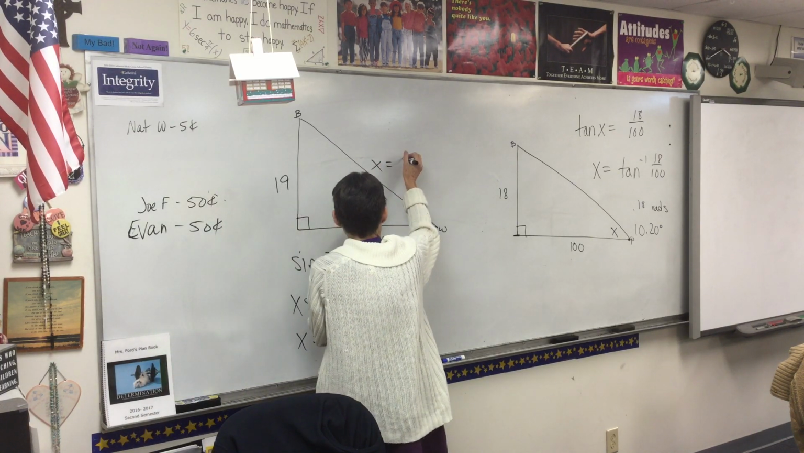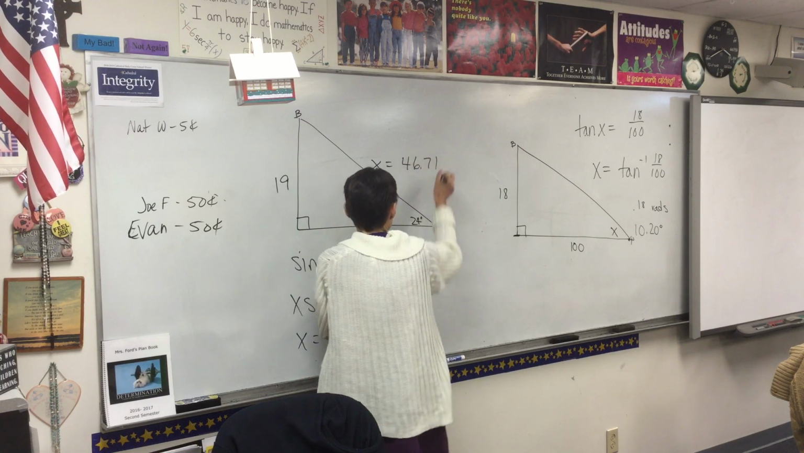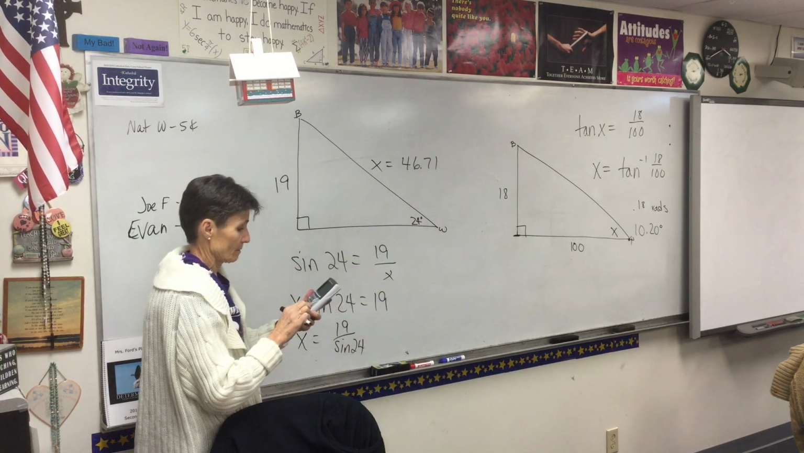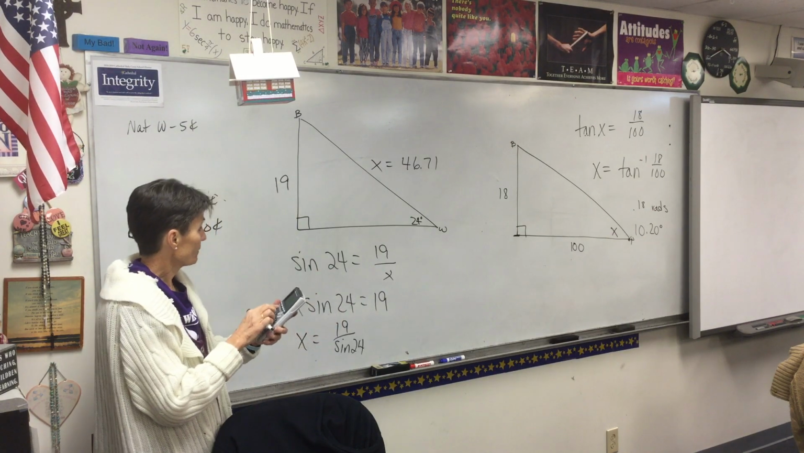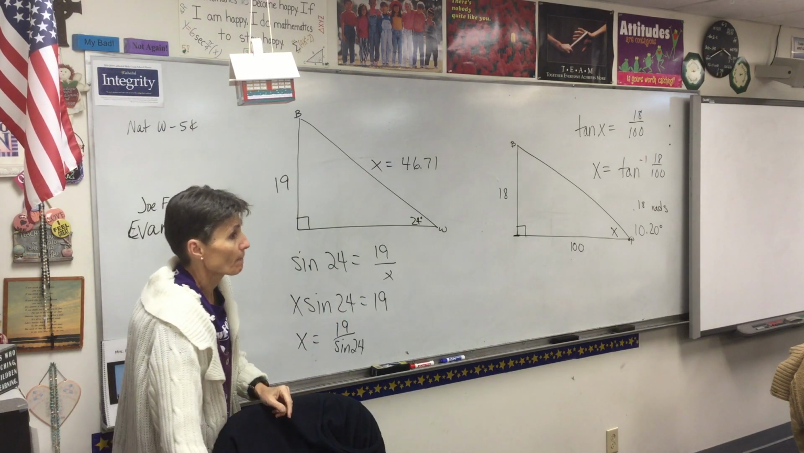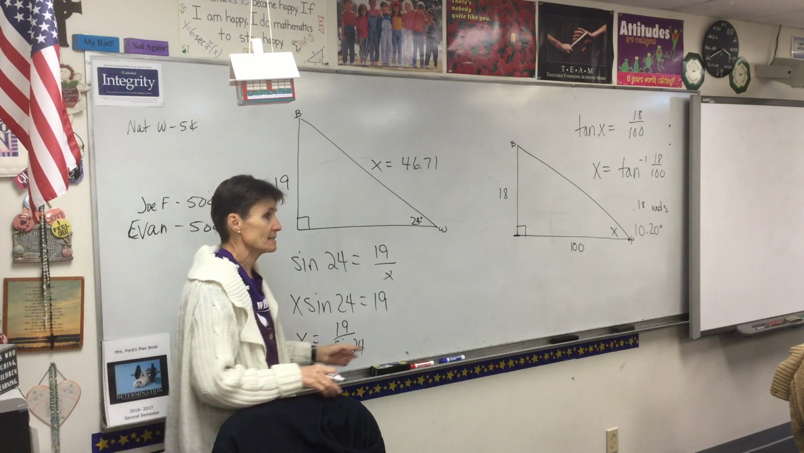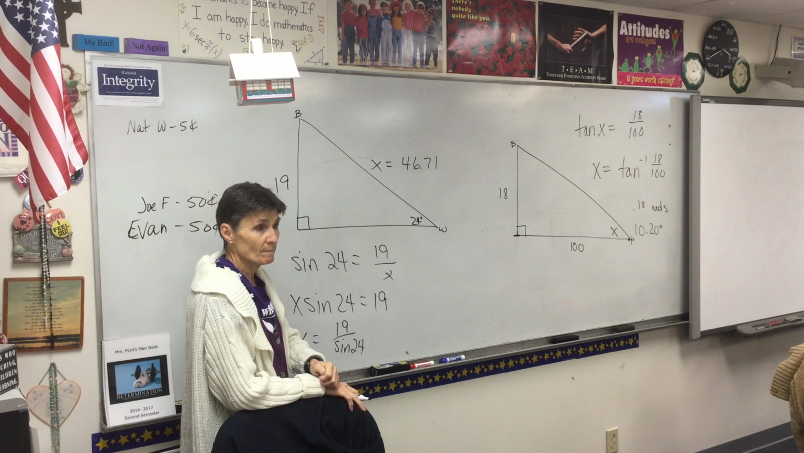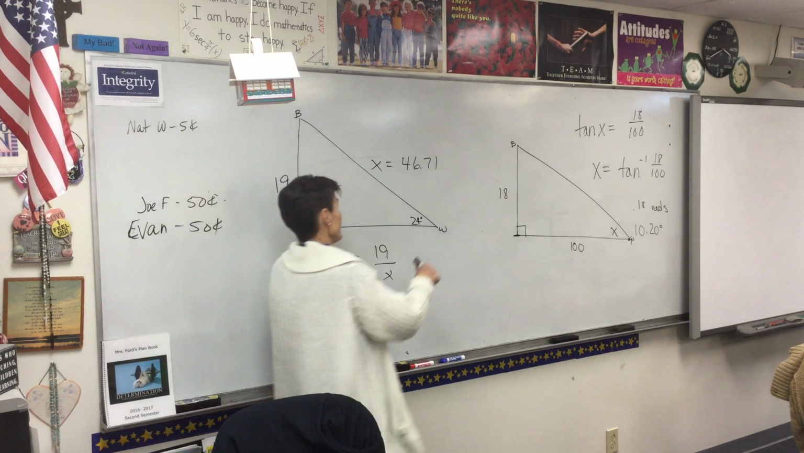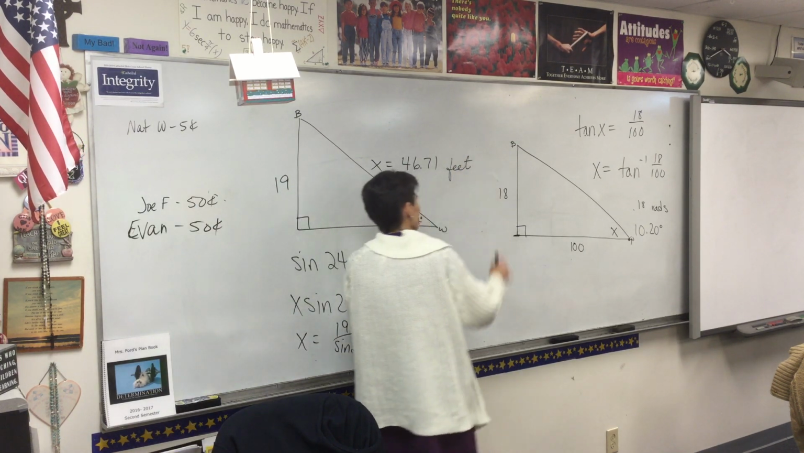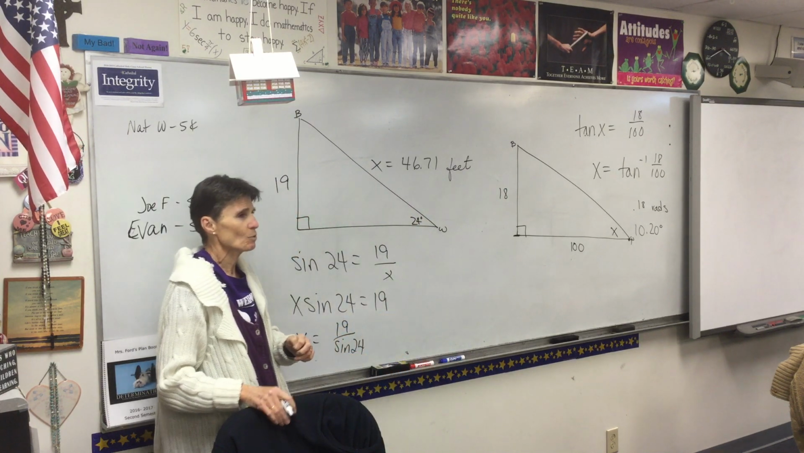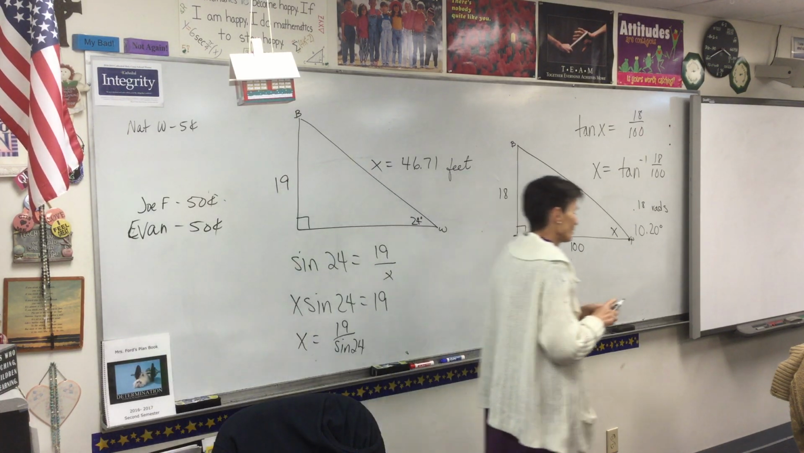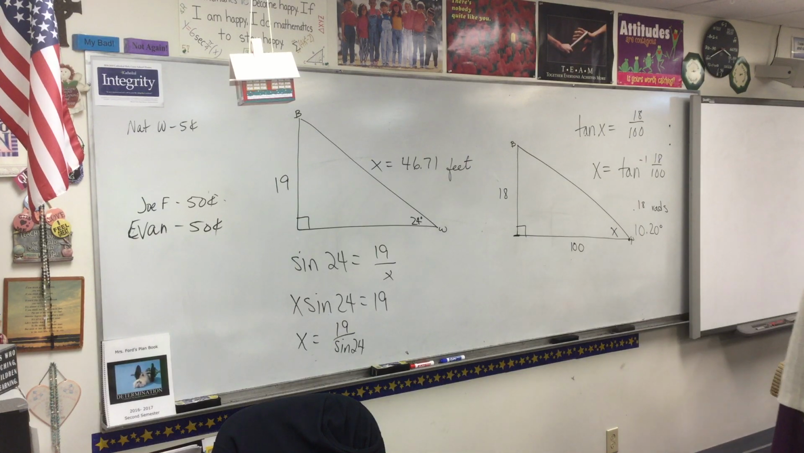What do we get for x? 46.71. Make sure you are set in degrees. Type 19 divided by sine 24, nothing fancy. Everybody getting 46.71? And the unit on that would be? Not degrees, feet. How far is the worm from the bird? That would not be degrees. 46 degrees away. If you're given a degree angle, yeah. Yep.